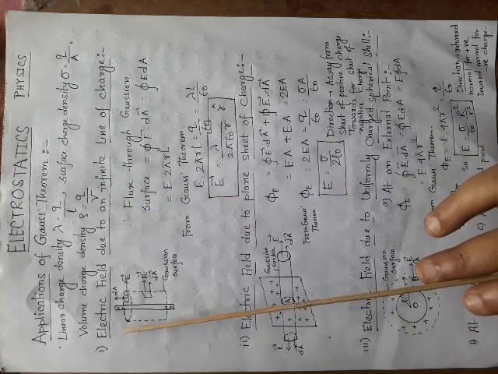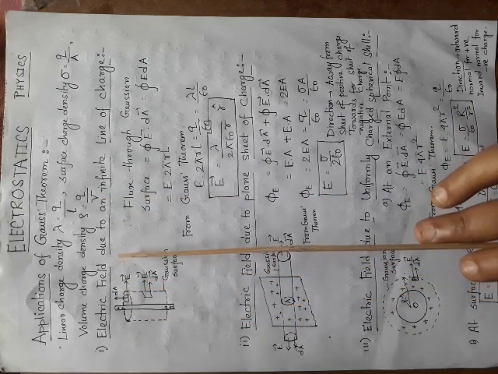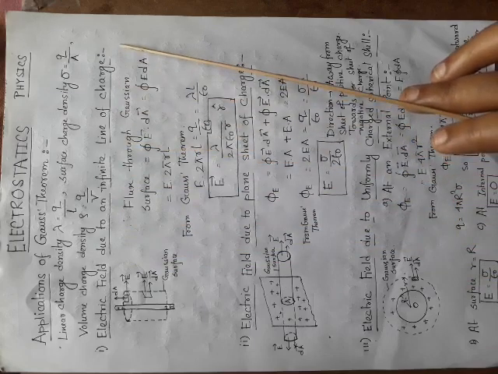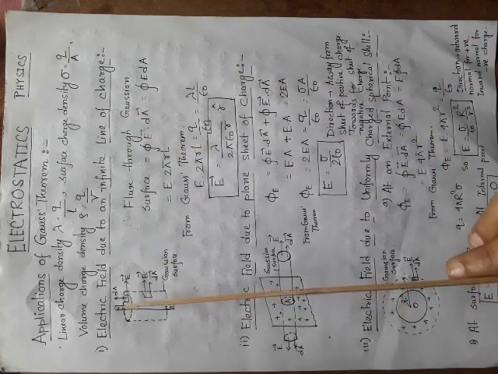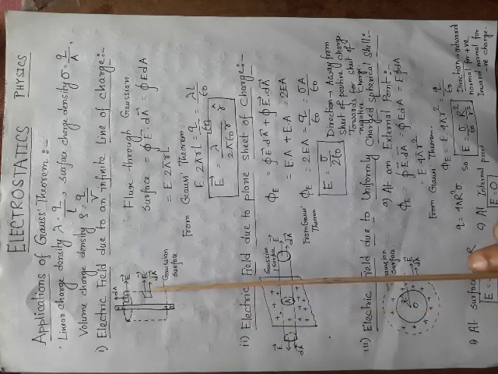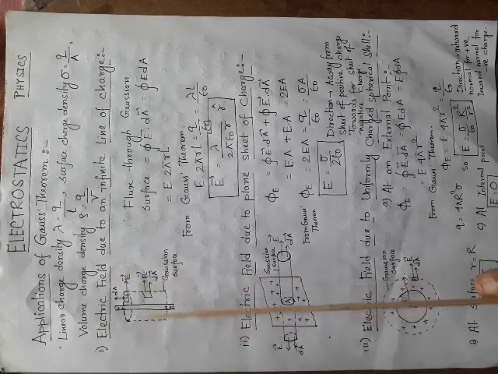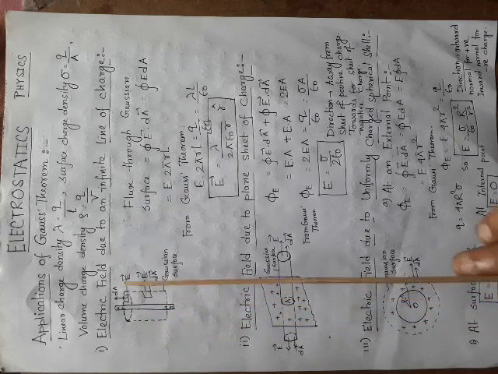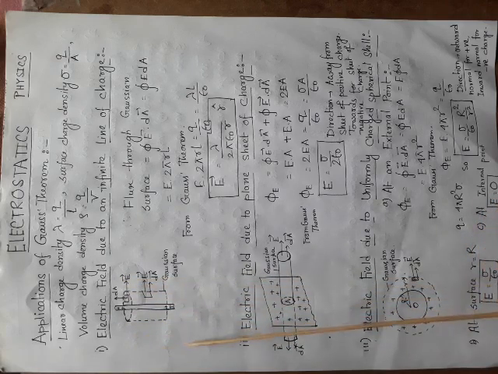That is, we want to find the electric field due to an infinite line of charge. See the diagram. This is the infinite line of charge that is positively charged. We want to find the electric field at a point, say the point is lying here. For that, first we are imagining one Gaussian surface. This is the imaginary Gaussian surface, the closed surface we have considered.